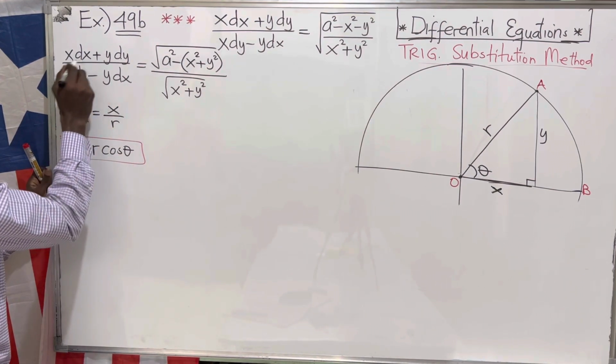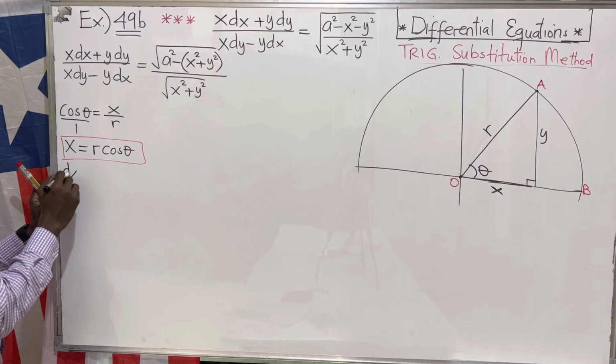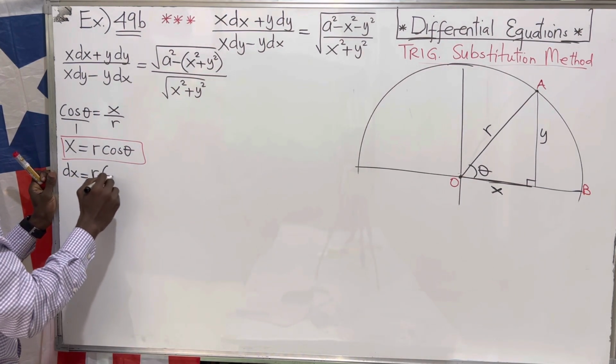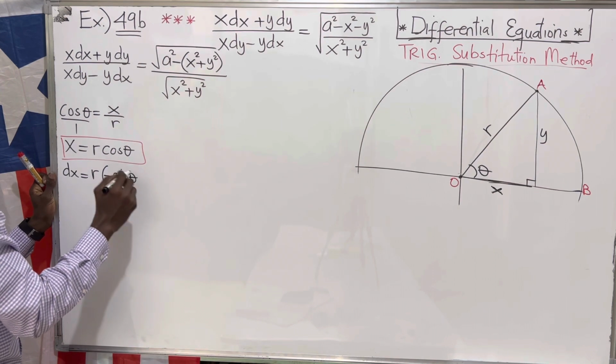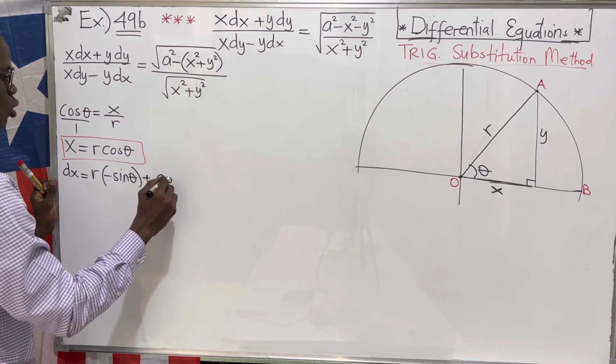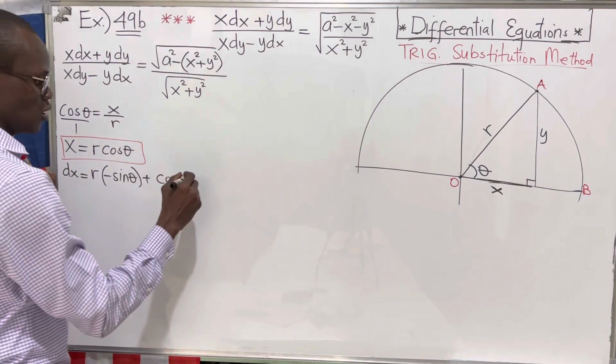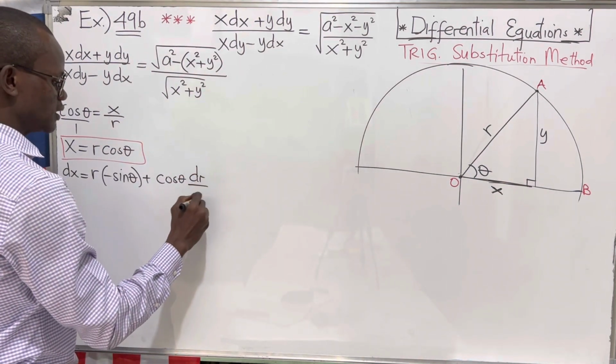But that's not all. We also need dx. So we differentiate this x. dx equals, we use the product rule. We hold r and differentiate cos, we get negative sine of theta, plus we hold cos of theta and differentiate r, we get 1. But since r is a new function, we attach dr over d theta.